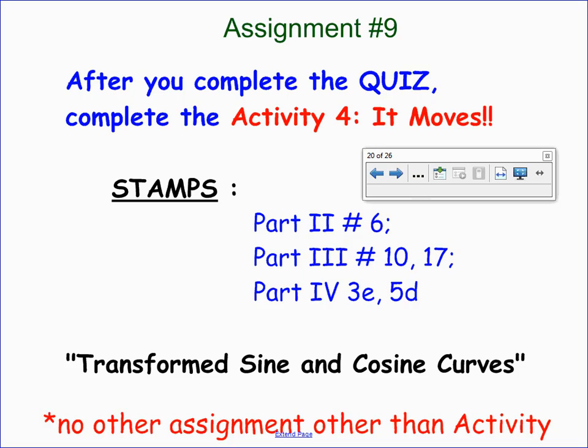Next class period, we'll issue stamps. That is your assignment, no bookwork. Then we're going to continue graphing with our transformed sine and cosine curves. I'm looking forward to that, but there's no other assignment than the activity. What questions do you have about what the rest of today's class period is going to look like? Okay, I'm going to go ahead and pause the recording and upload it to our Moodle site.